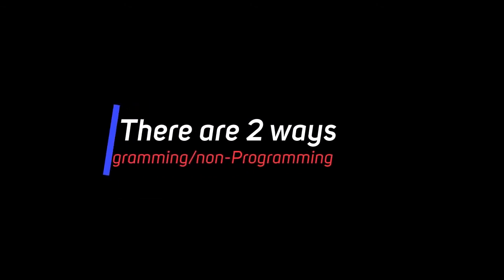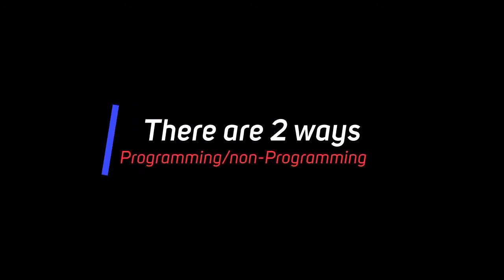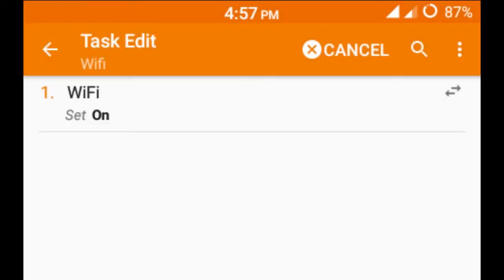So let's get started. So there are two ways to make Android apps. The first one requires coding and the second one does not require any kind of programming language. Like this one is an example. I just turned on the Wi-Fi in this example. So first let's talk about the one which requires programming language.